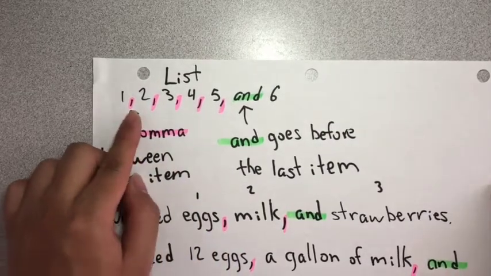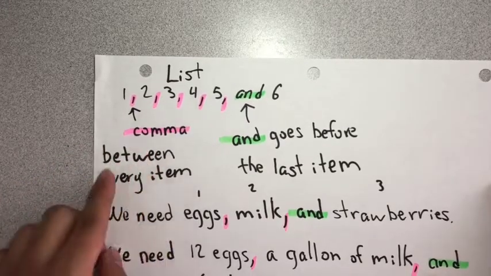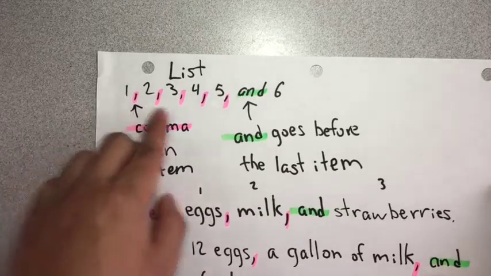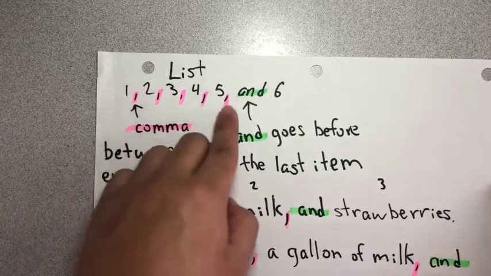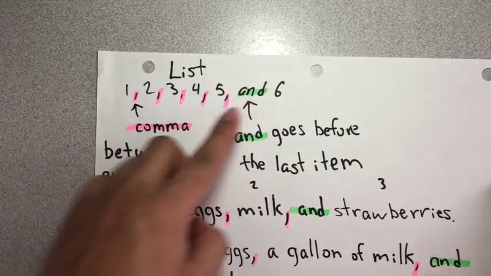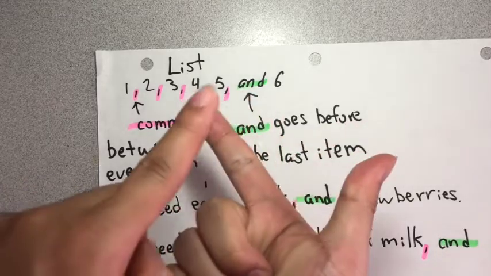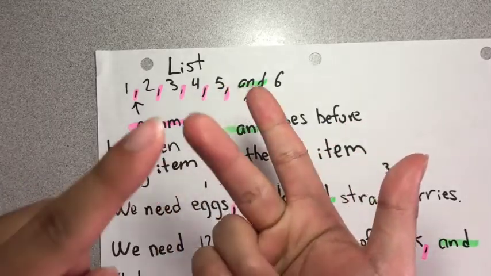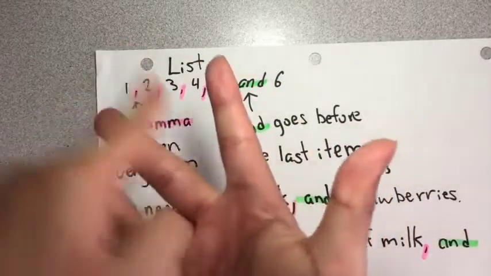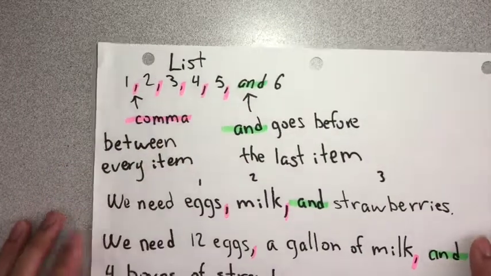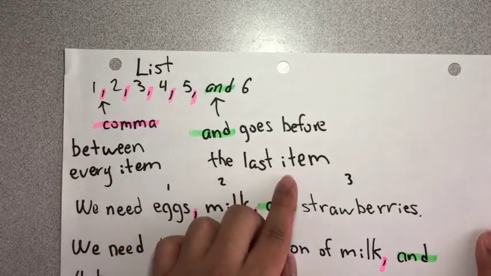So let's talk about making a list. This, in the pink here, is called a comma. A comma goes between every item. So in this list, there are 4 items, 4 things. Between everything, there is a comma, so you know it's a different thing. So I say that I need apples, comma, milk, comma, and a hat. So there's a comma between every item. The word and goes before the last item.